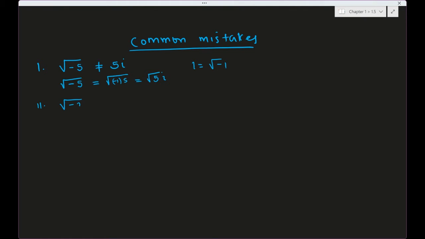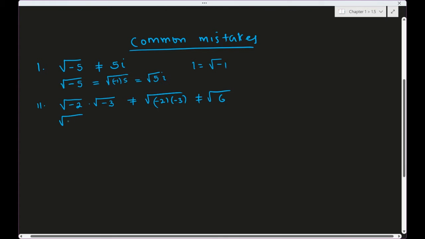Another mistake, number 2, is when we try to do this. I've seen students make this as well. Root of minus 2, for example, multiplied by root of minus 3. These are even roots of negative numbers, so both are imaginary. Now, this is not the same as this. This is not true. But what is true is this one.